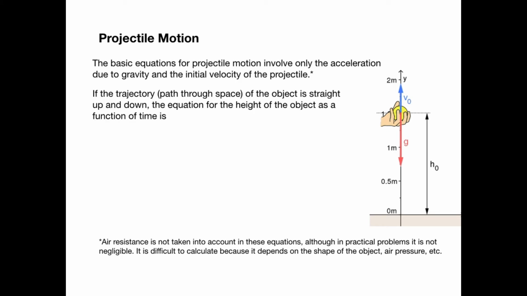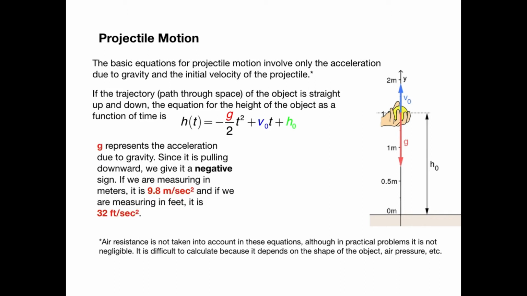The trajectory of the object is its path through space, and if that's straight up and down, then we have an equation for the height of the object as a function of time. The height is minus g over 2 t squared plus v naught t plus h naught. G is the acceleration due to gravity. It's pulling down, so we give it a negative sign, and it's different if we're measuring in meters or in feet. V naught is the initial velocity of the object, and h naught is the initial height. T in this equation is measured in seconds.